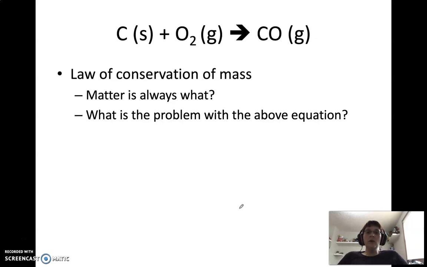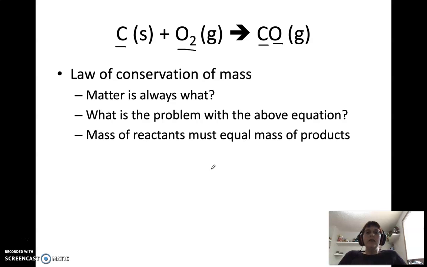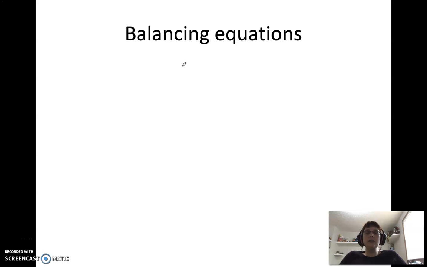So if you look at the above equation, there are equal amounts of carbon on each side, yes, but there are not equal amounts of oxygen on each side. And that violates the law of conservation of mass. The mass of the reactants has to equal the mass of products. We can't just poof destroy an oxygen atom. It has to equal on each side. Okay? So how do we deal with this? We do it by balancing equations.